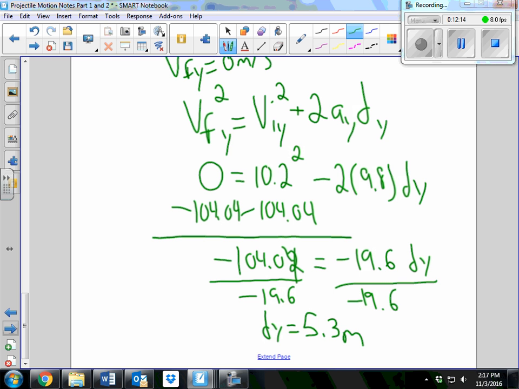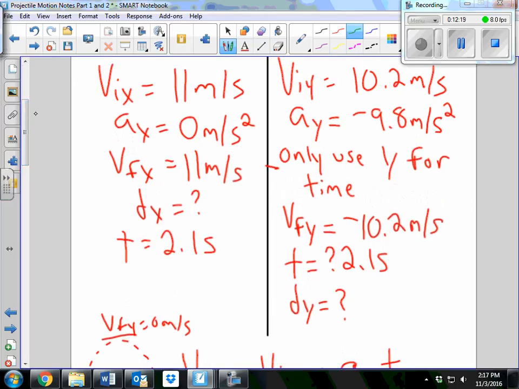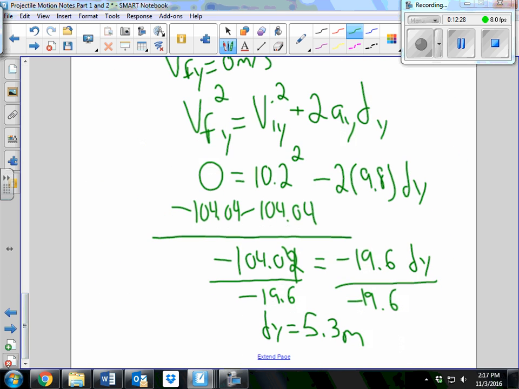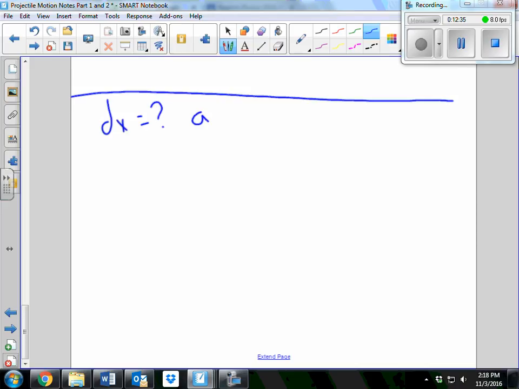So it went 5.3 meters up in the air. So let's go plug that back in. So our distance in the y is 5.3 meters. And now all we're left with is getting our distance in the x, and then we're done. So our distance in the x is a question mark. Our acceleration in the x is 0 meters per second squared. Our initial velocity in the x equals 11 meters per second, and our total time in the air was 2.1 seconds.